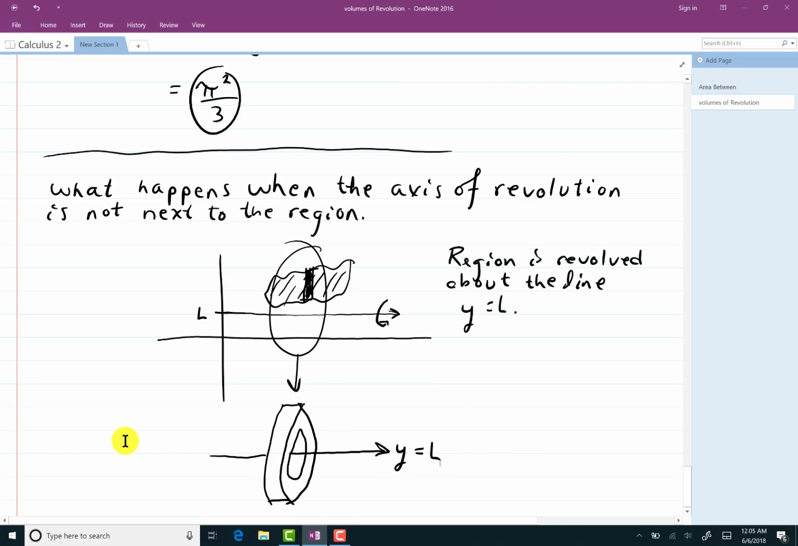So now, this is a little bit different than before, because now you have what you would call an inner radius and an outer radius. Let's say that little thing there will be a little r, and this big one will be a big R. So big R will be the outer radius, and then little r will be the inner radius.